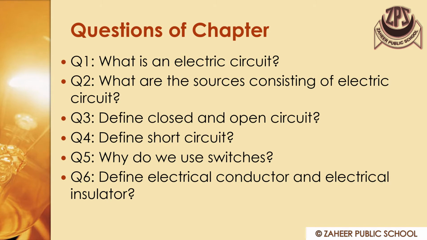The last question is: define electrical conductor and electrical insulator. You know that the material that allows an electric current to flow through easily is known as an electrical conductor, and metals are examples of good electrical conductors, whereas the material that does not allow electric current to flow through easily is known as an electrical insulator, and generally non-metals are electrical insulators.